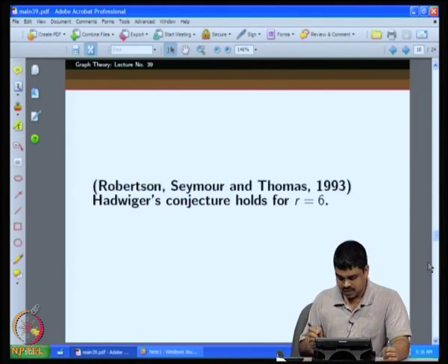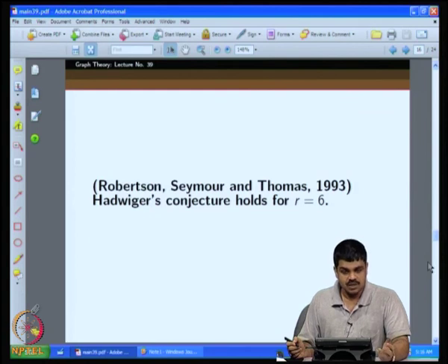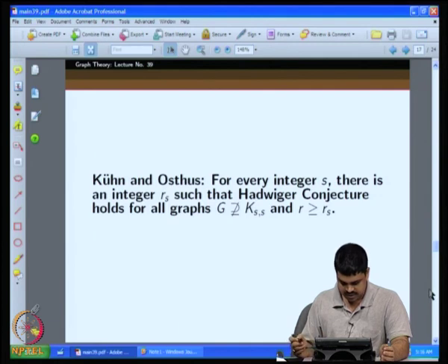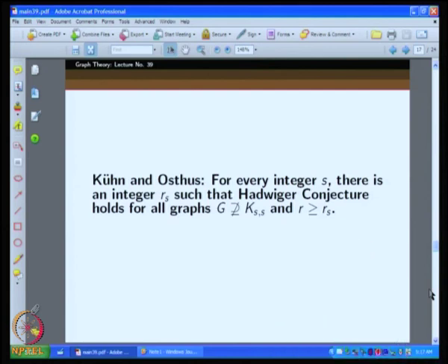Now the next case was proved by Robertson, Seymour and Thomas in 1993. That means if a K6 minor is not there, you can color the graph with 5 colors. This was by extending the four color theorem; they use the four color theorem for this purpose, but it is considerably more difficult. So that is all about Hadwiger's conjecture. There are some other special cases also, like the result proved by Kühn and Osthus. We will continue in the next class.